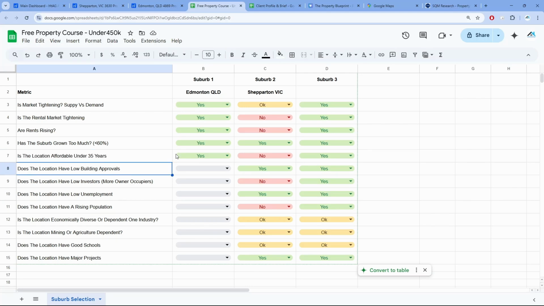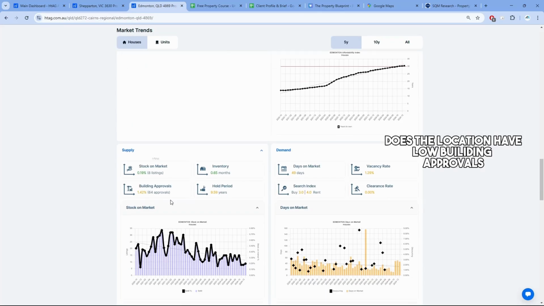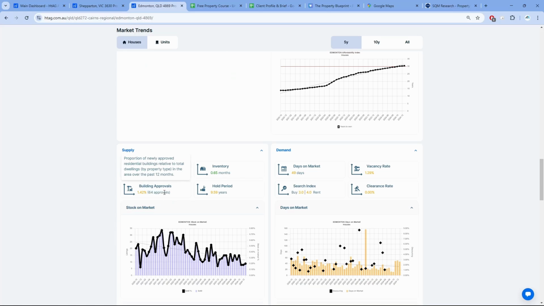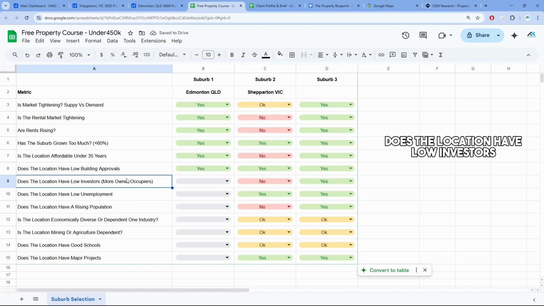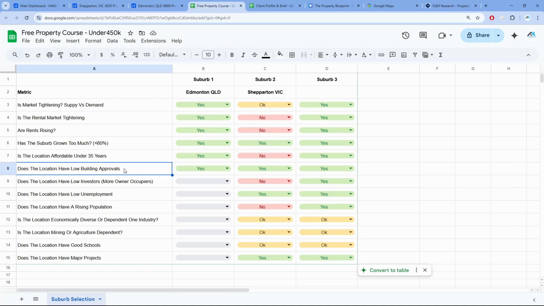The next thing we want to look at, does the location have low building approvals? We can see building approvals is about 64, and yes, it's low. It's under 4% or so, or even under 2%. So it's very tight, very low. So I'm going to put yes. The reason we want to have low building approvals is because we want there to be less supply on the market. That's really good for us investors because it's always supply and demand.